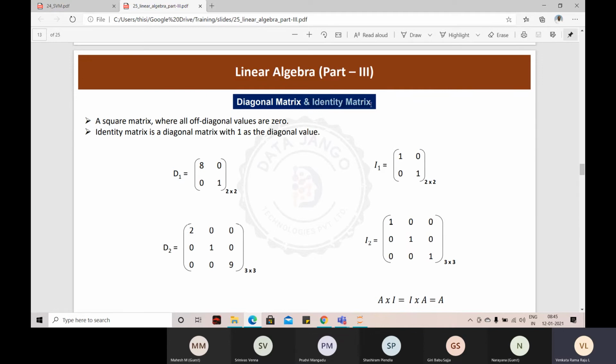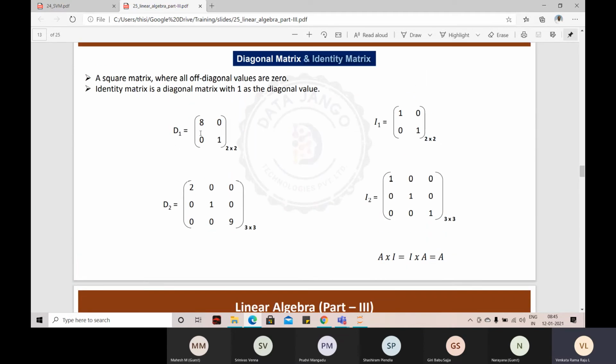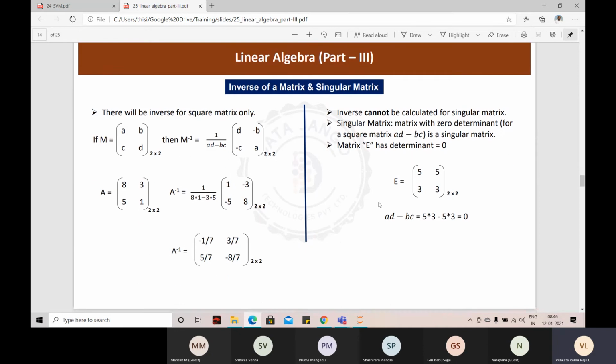Diagonal matrix and identity matrix. You all know this. See this? There are values in the diagonals, and all other values are 0, then you call it a diagonal matrix. Only diagonal values are non-zero. Unit matrix is where diagonal values are 1. Use of unit matrix also you know. A into I is equal to I into A is equal to A. Right? This is the unit matrix.